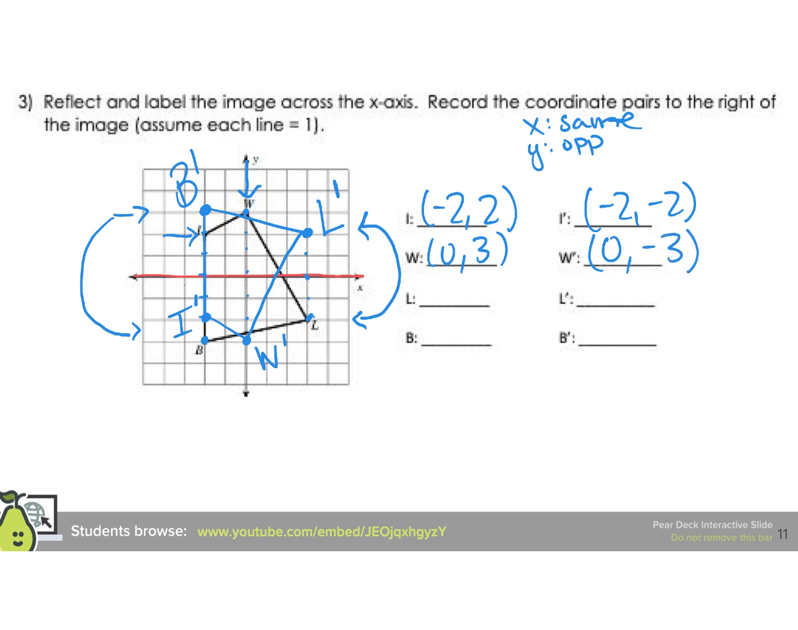The original L right here is at 3, -2. So x stays the same, y becomes its opposite. And finally, the original B was down here in quadrant 3 at -2, -3. When we reflect it, x is the same and y is its opposite. And that is all. It's time for the exit ticket.